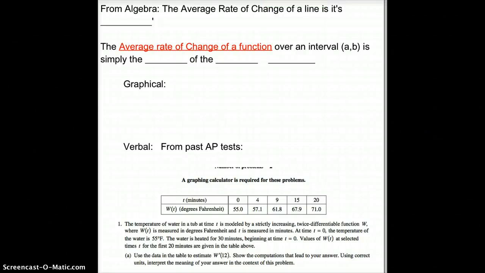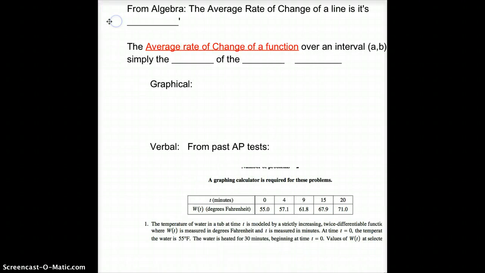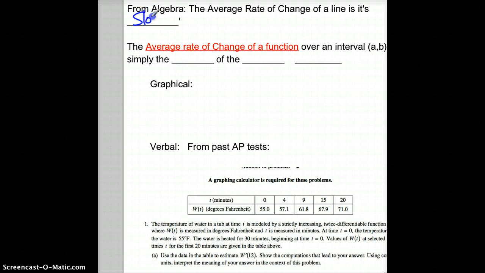So we know that from algebra, the average rate of change of a line has always been called its slope. So then in algebra class, when they would talk about what's the rate of change, you would have been looking for the slope of the graph. Now, also in algebra, remember that when we're dealing with lines, the slope is what we would call a constant rate of change, because if it's going up 1 and then over 2, up 1 and over 2, anywhere along the line, that slope is constant.